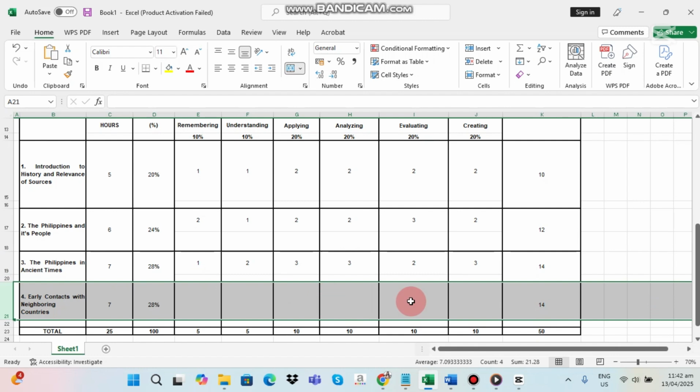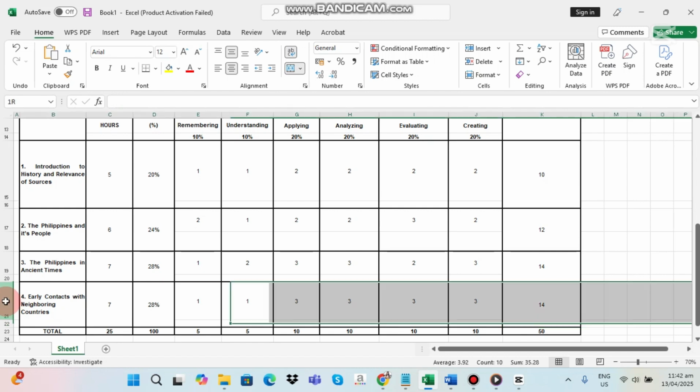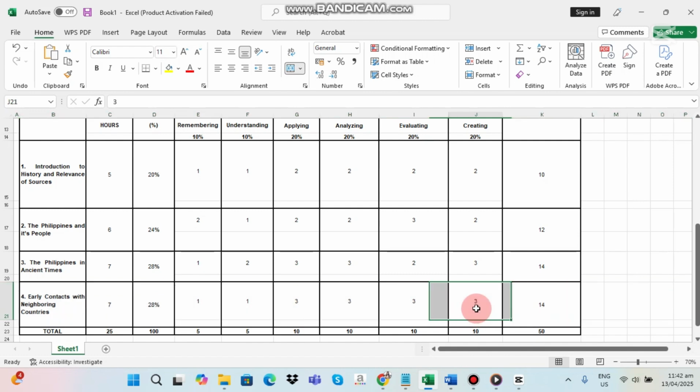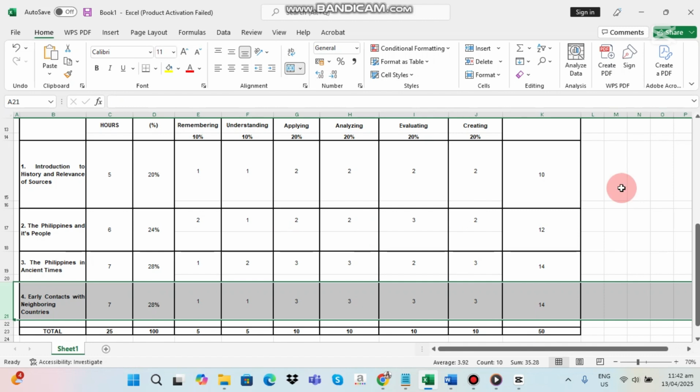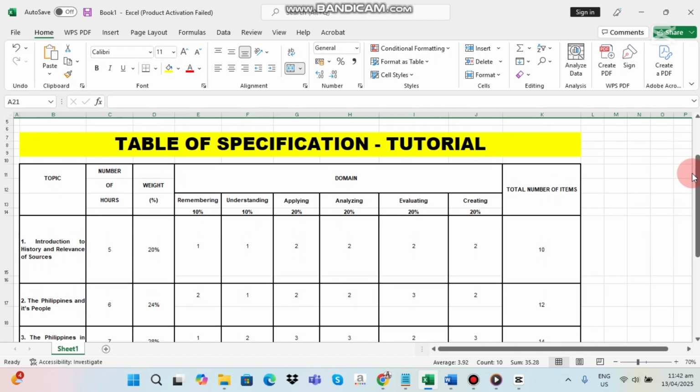Last, we have 14 again. For remembering, let's have 1, and then 1 for understanding, then 3 for applying, 3 for analyzing, and then 3 and 3. Let's add if it is correct: 1 plus 1, 2 plus 3, 5, 5, 8, 9, 10, 11, 12, 13, and 14. So this is correct. We have here already the item placement for our TOS.